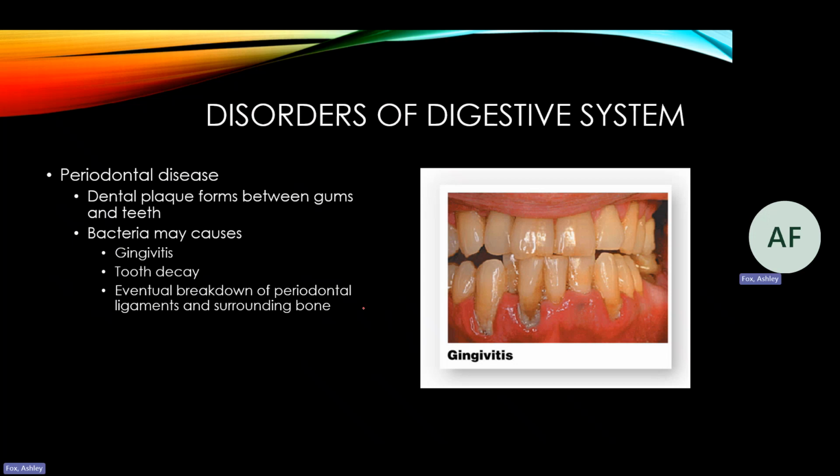Also looking at other disorders of the digestive system, periodontal disease, so starting with the oral cavity, dental plaque between gums and teeth, bacteria can cause gingivitis, tooth decay, and eventually breaking down the periodontal ligaments, which makes loose teeth and loosens the bone around it. So with periodontal disease, then losing teeth, you're losing mechanical digestion, being able to chew and break down your food.